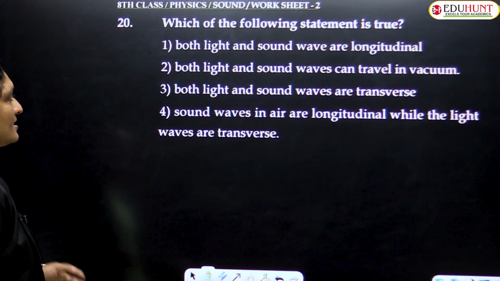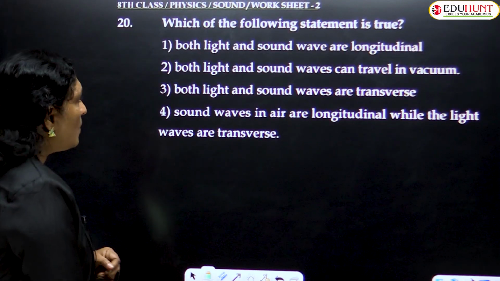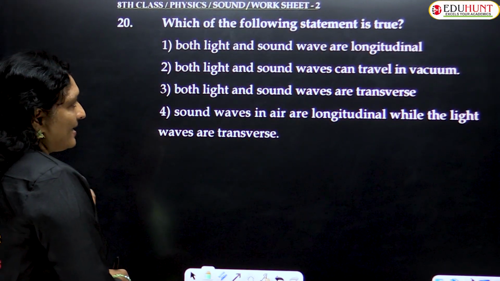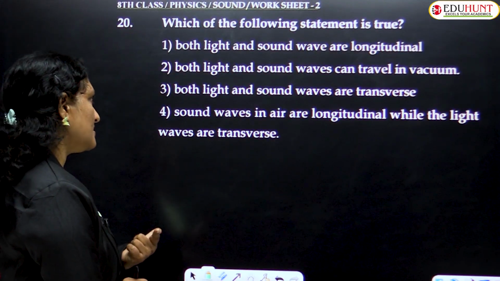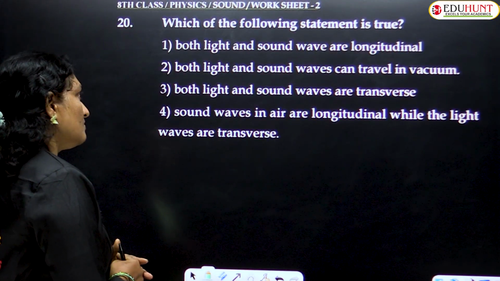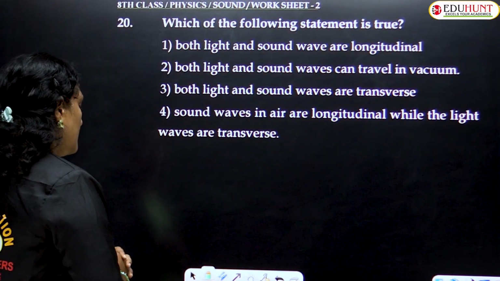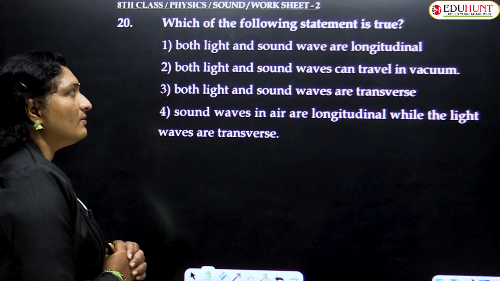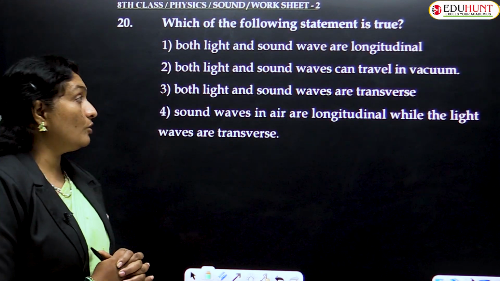Which of the following statements is true? Let us look into that. Both light and sound waves are longitudinal. No. We know that light waves are transverse waves, whereas sound waves are longitudinal. So the first one is a wrong option. Now the next one. Both light and sound waves can travel through vacuum. No, light waves can travel through vacuum, but sound waves cannot travel through vacuum.